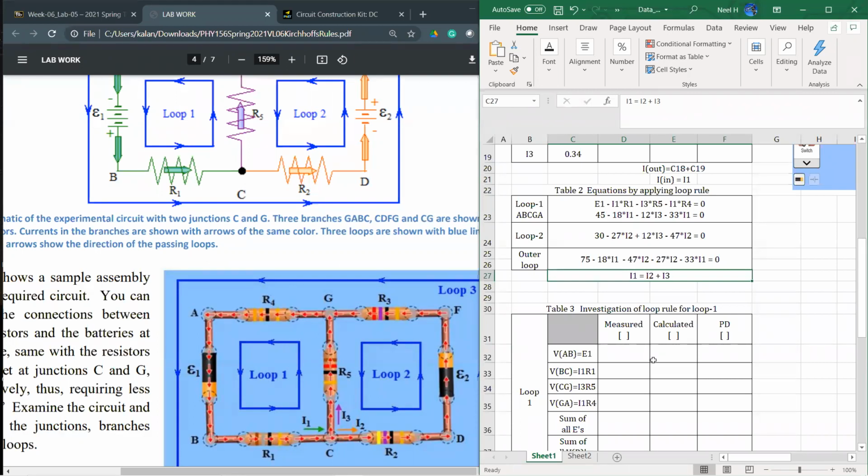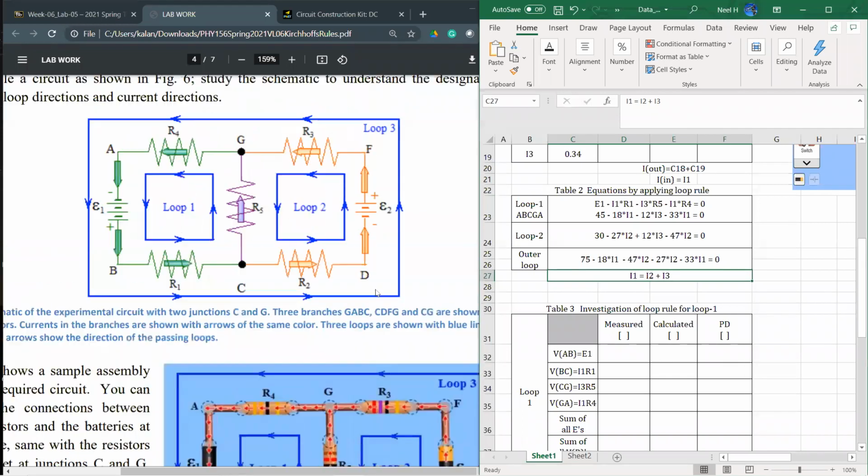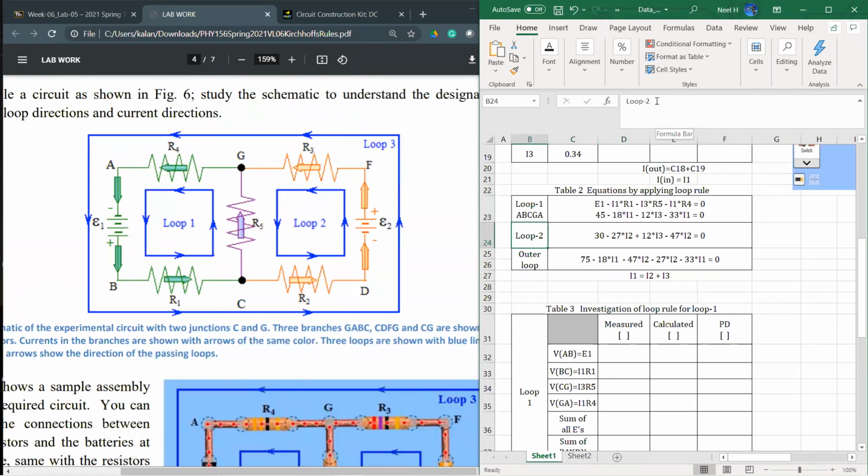Yes. Do you want us to label loop 2 and the outer loop like you did for loop 1? Yeah, we can do that actually. Loop 2 is where we started at D, right? D, F, G, C, back to D. And the outer loop, we started A, B, C, D, F, G, back to A.